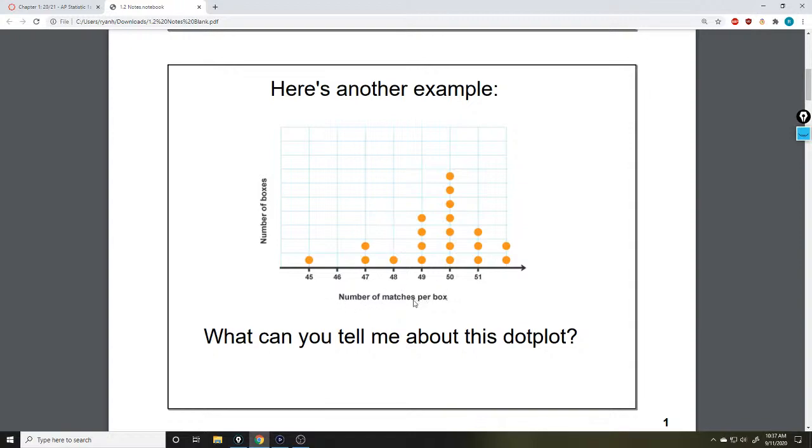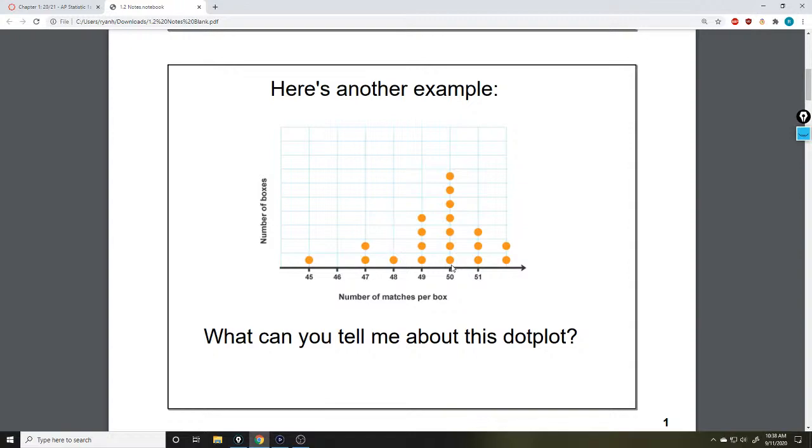Don't forget, we have the x-axis labeled and we have the y-axis labeled. On a dot plot, the y-axis is going to be counts, the amount of something. The x-axis here is number of matches per box. Something you should think about is what's the goal that this data is trying to measure. For example, my guess is that the story this graph tells is that these are probably manufacturers of boxes that are supposed to have 50 matches in them. So we can talk about how close they are to that goal.